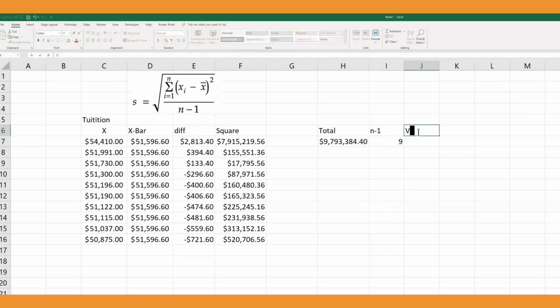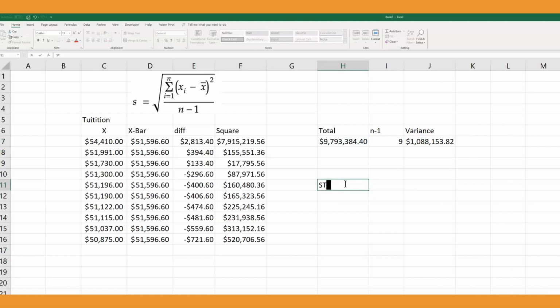So the variance is going to be this. First start with the equal sign. This is divided by this, and that's going to give me the variance. Now we got the variance.